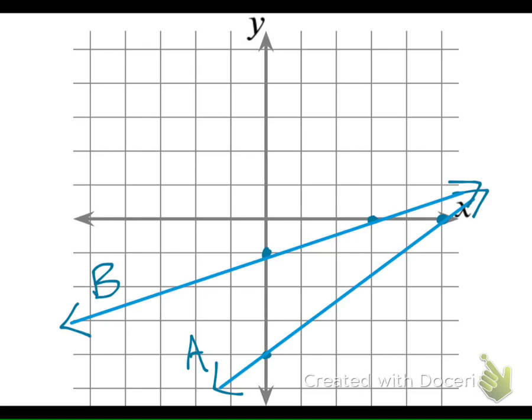Right, so the line goes all the way through the dots, we've got the arrows, and it's labeled, okay? Is everybody ready for the quiz?